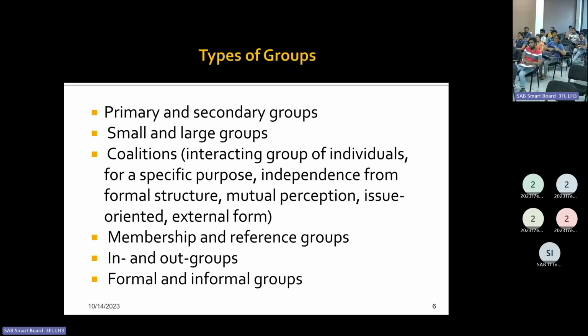Right, then the next classification is membership and reference groups. Sri Lanka is a good example of a membership group. Through membership, they try to satisfy their personal goals, societal goals and organizational goals. Likewise, there are many professional membership associations.